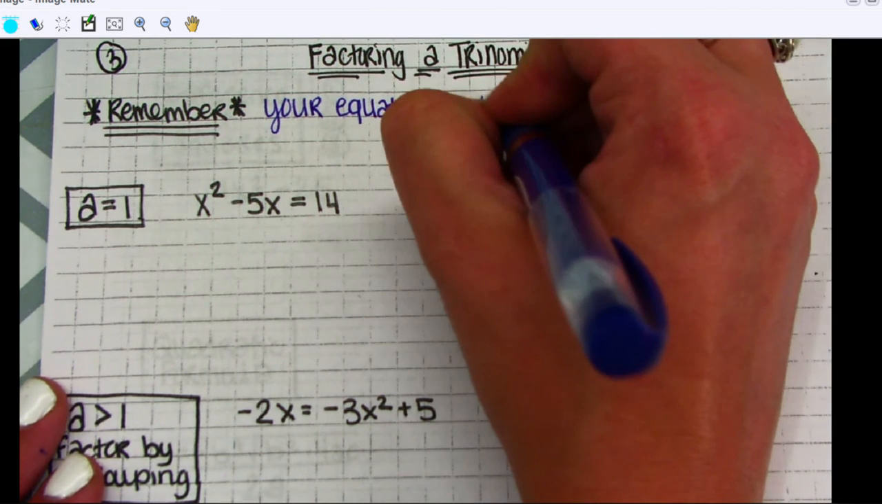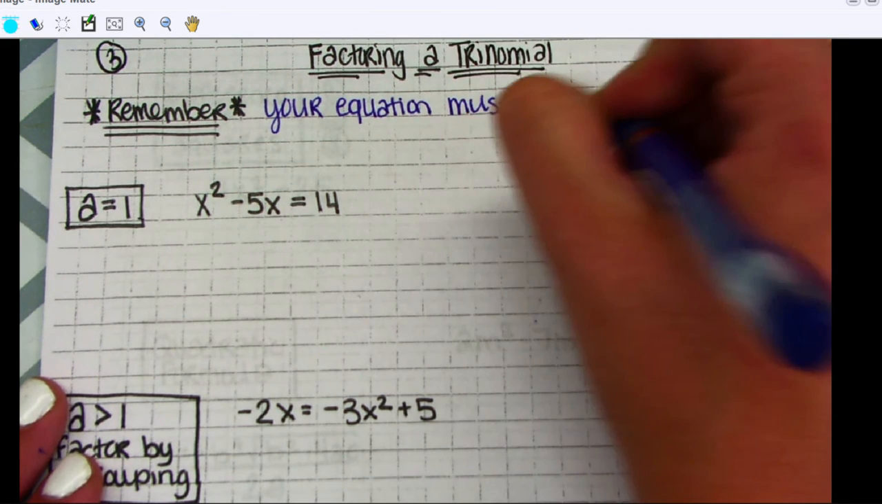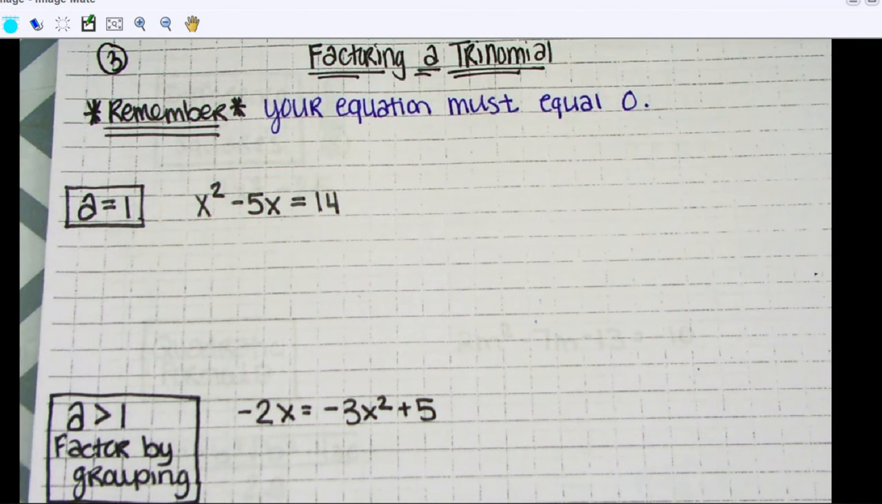Your equation must equal 0. That is one of the most important things. You can't factor and pull out that GCF or look for common terms until it equals 0. Everything has to be together. So in the quest for making things 0, what do we have to remember about x squared?